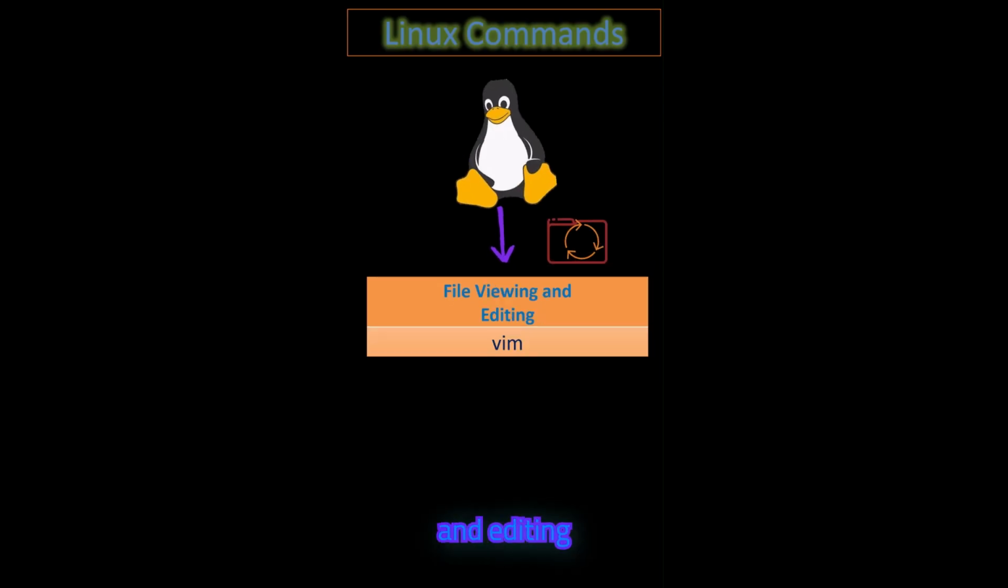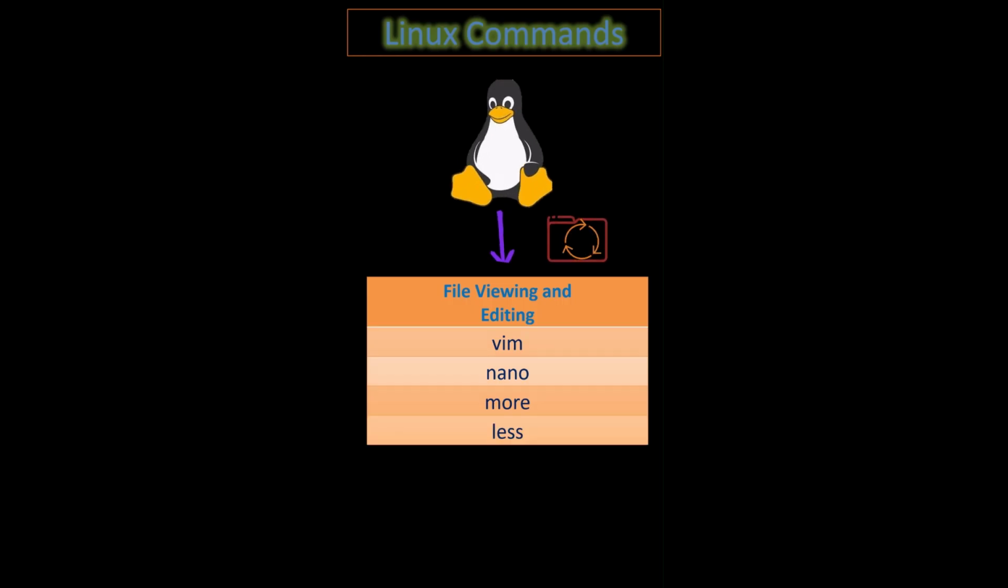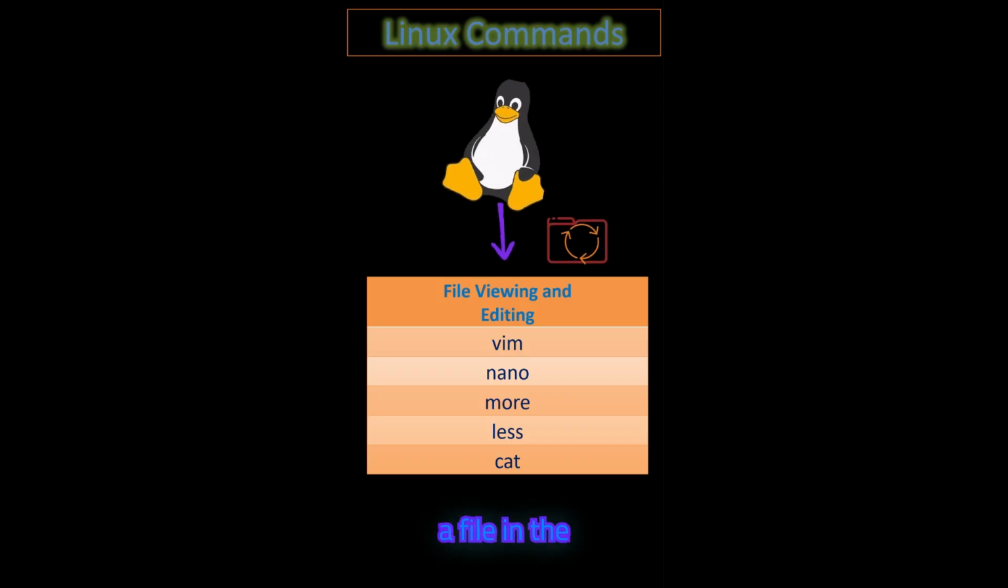File viewing and editing. Vim, a highly configurable text editor for efficient text editing. Nano, a simple user-friendly terminal text editor. More views file content page by page in the terminal. Less, similar to more but allows both forward and backward navigation. Cat displays the content of a file in the terminal.